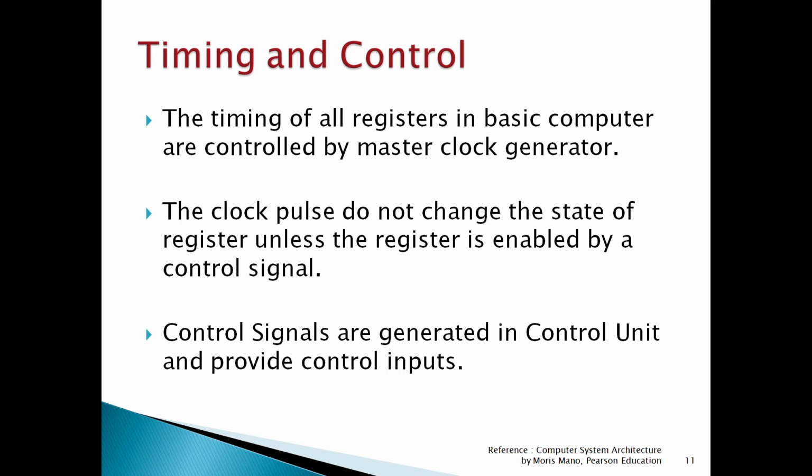The clock pulse does not change the state of the register unless the register is enabled by a control signal. Your clock pulse is going to change, but if the control signals S0, S1 and S2 are not set, the clock will not be able to change that particular register, right? So there are two things required to control a register. First is its timing, its clock cycle, and second is its control signal, whatever in the common bus we were using with S0, S1 and S2. Control signals are generated in the control unit and provide the control inputs.